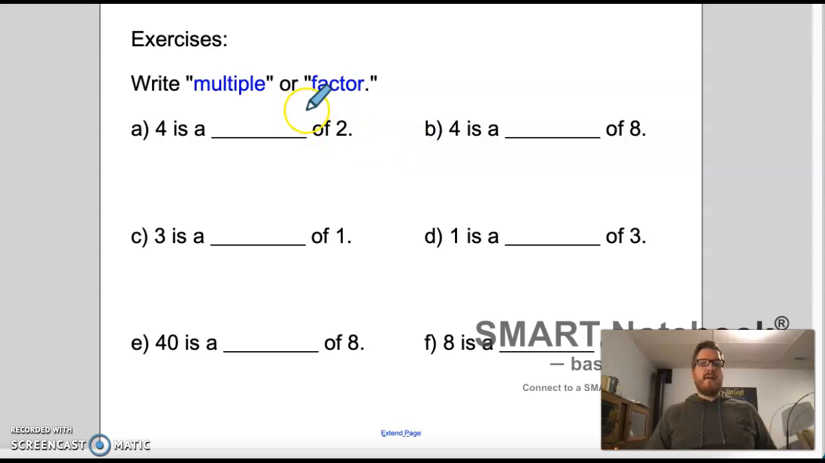So, a bit of practice with that real quick. And again, if you want, you can pause and try these on your own and then get into the practice in your workbook. But I'll just do them after you pause. So we say that 4 is a multiple of 2, but 4 is a factor of 8. 3 is a multiple of 1, but 1 is a factor of 3. We say that 40 is a multiple of 8, but 8 is a factor of 40. Sorry that my face got in the way of that question, but remember, few factors, many multiples.